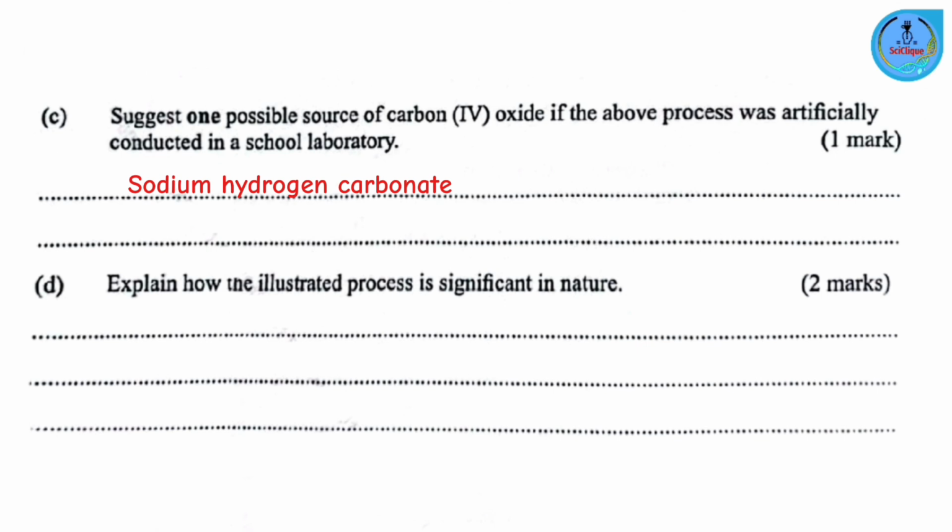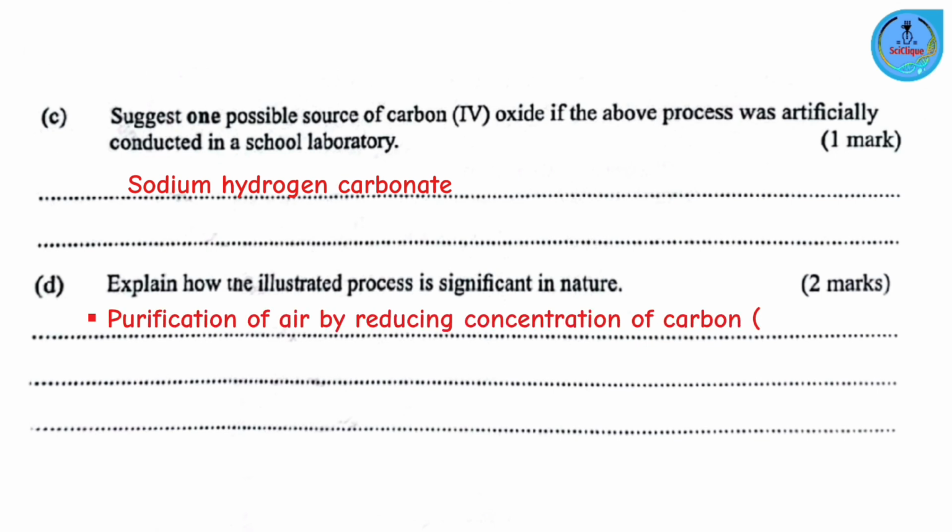Part D. Explain how the illustrated process is significant in nature. Now, the question wants us to identify the importance of photosynthesis. Now, photosynthesis plays a huge role in nature. Now, it does so through several ways. Number one is purification of air. So how does it do so?